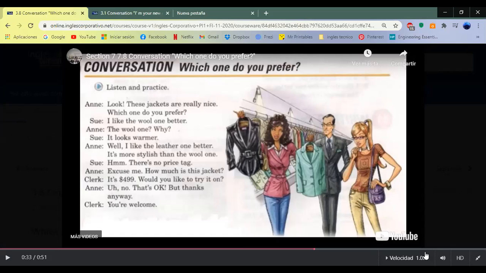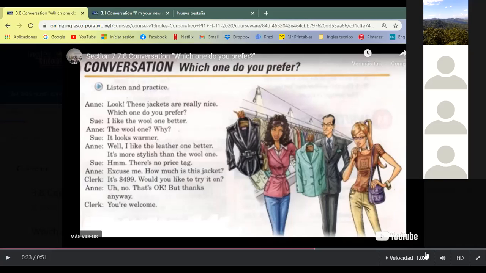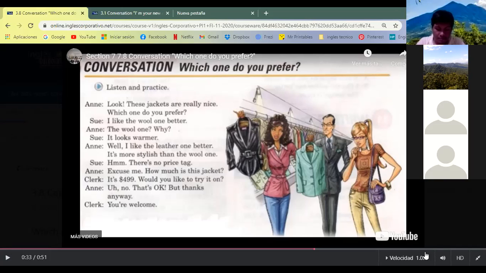Look, this jacket is really nice. Which one do you prefer? Continuo. No, sigue Josue. Jose Mauricio, can you hear us? Okay, so we're going to have Gerardo. Continue, please.